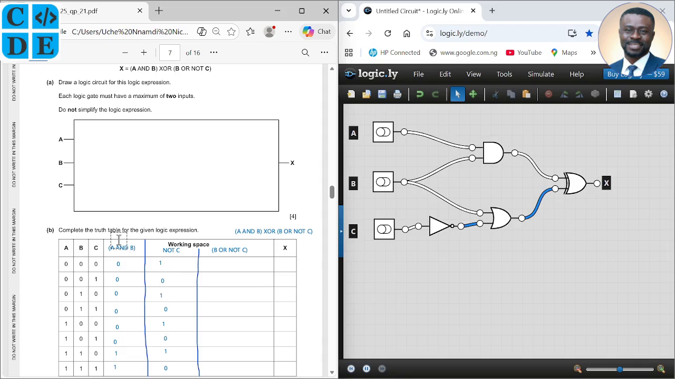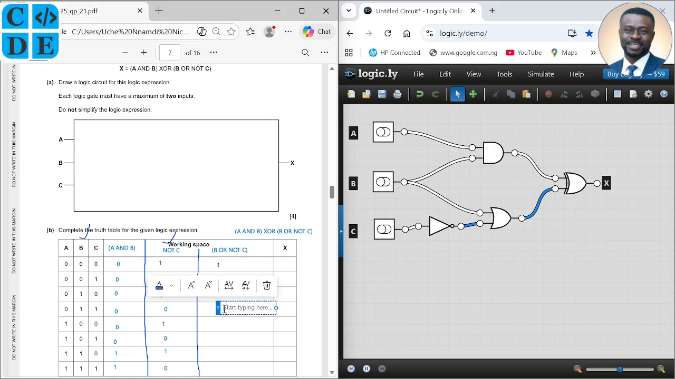Okay, so the A and B is okay. So let's double check the NOT C as well. 1 0, 1 0, 1 0, 1 0. So looks like we're good on this part. We're now dealing with this NOT C and B. At this point, we're using the OR gate. So 0 or 1 is 1. 0 or 0 is 0. Here now we have 1, 1, 1.